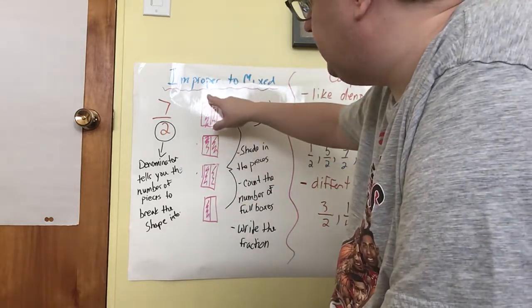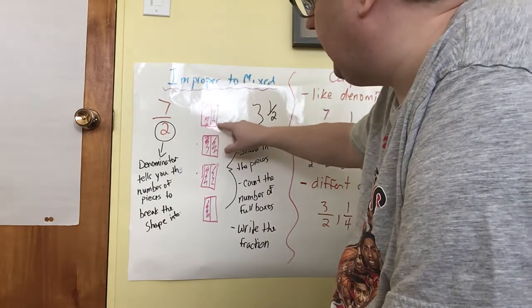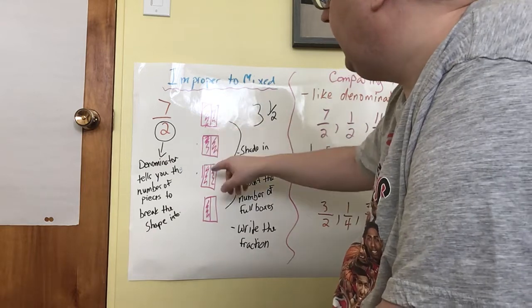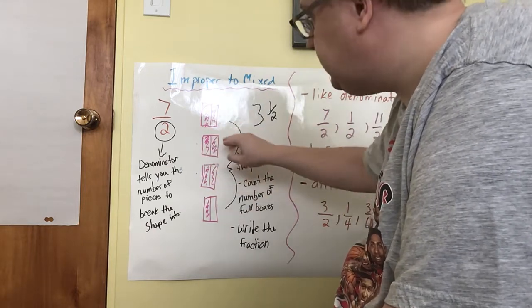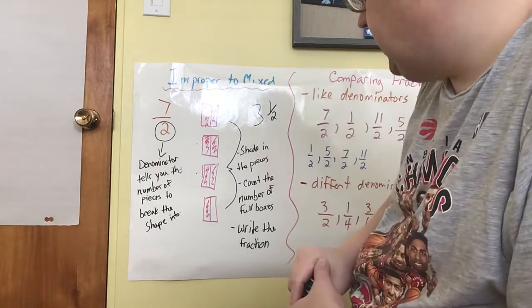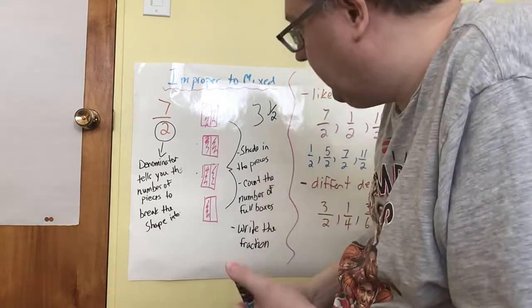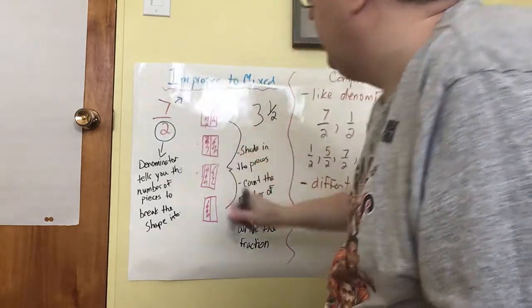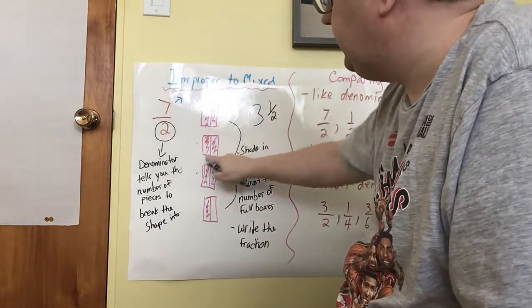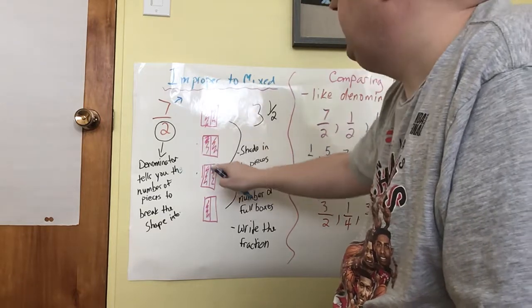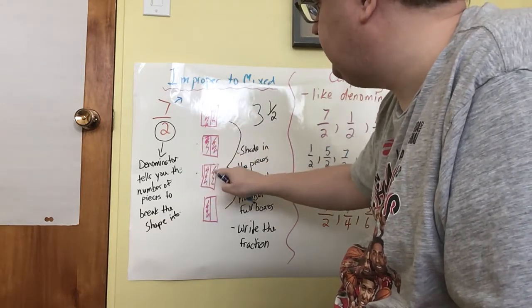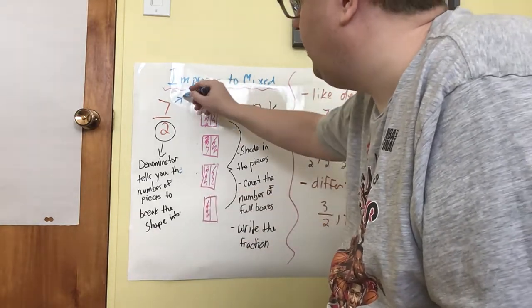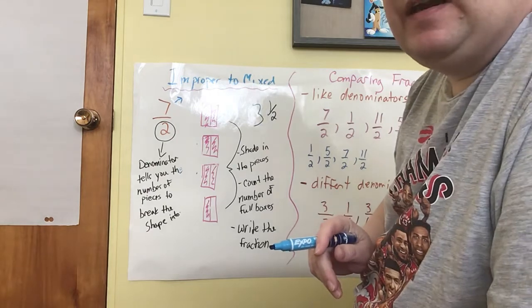So I'm going to draw a square and divide it in half. And then I start shading in the parts. I keep going and counting how many pieces I've shaded until I reach my numerator, which is 7. So I have 1, 2, I draw another shape, 3, 4, draw another shape, 5, 6, draw another shape, 7. So I have 7 things shaded in.